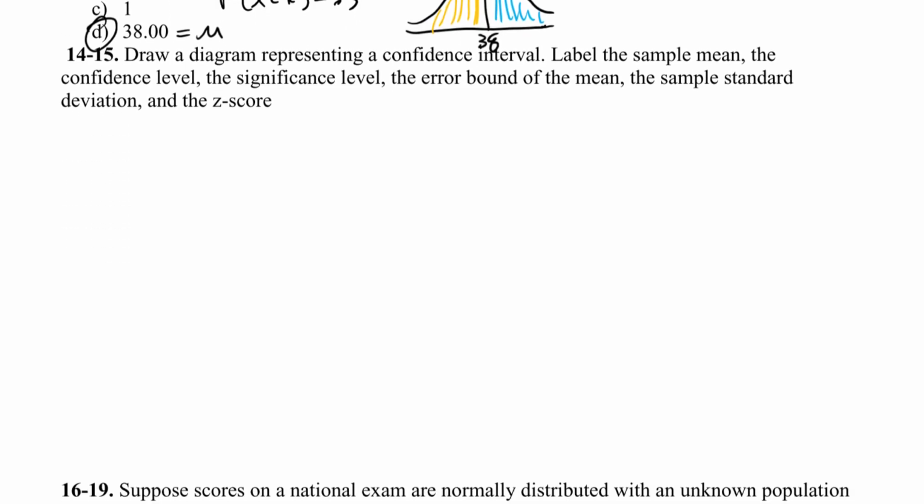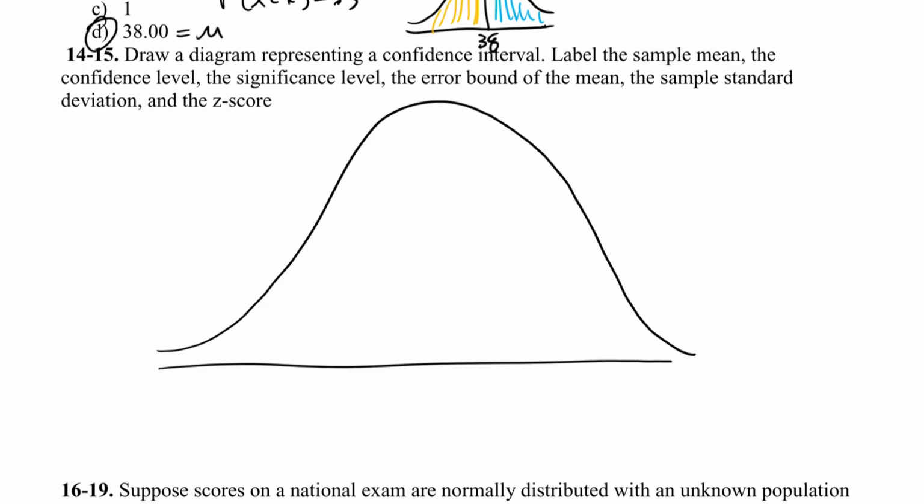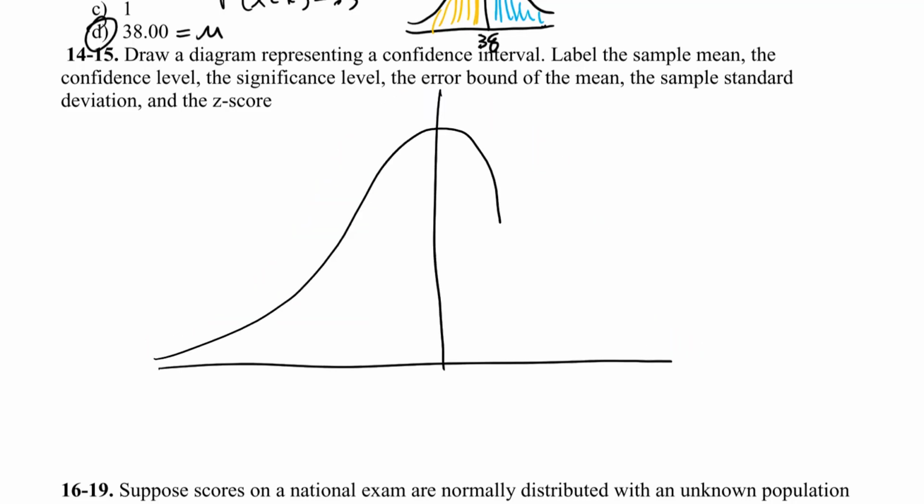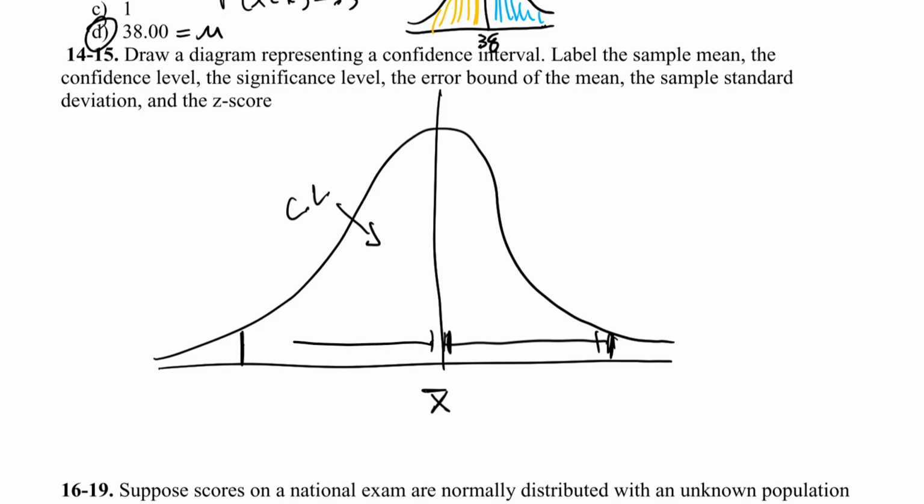Now, 14, we want to draw a diagram representing a confidence interval. I did another video on this, but let me just do it really quickly. So we draw, let's get a better normal curve than that. Let's get something that looks a little bit more symmetrical. Still not great, but we'll just roll with it. Okay, so here's my sample mean. All right, we're going to mark out 2 spots. In the middle is my confidence level. That's the area over here in the middle. Now, we're going to mark out a distance going out to these intervals, and that distance is my error bound for the mean.